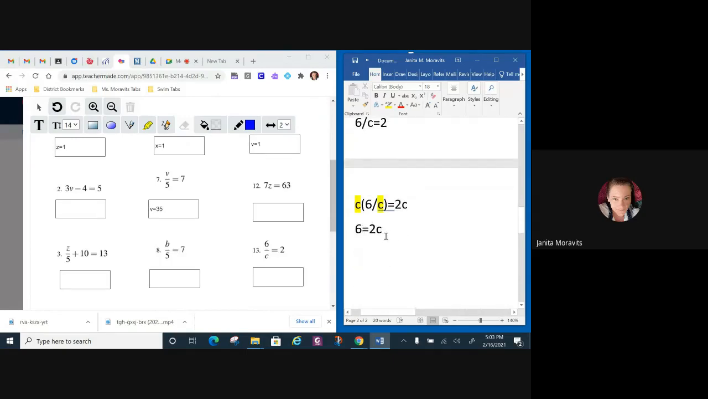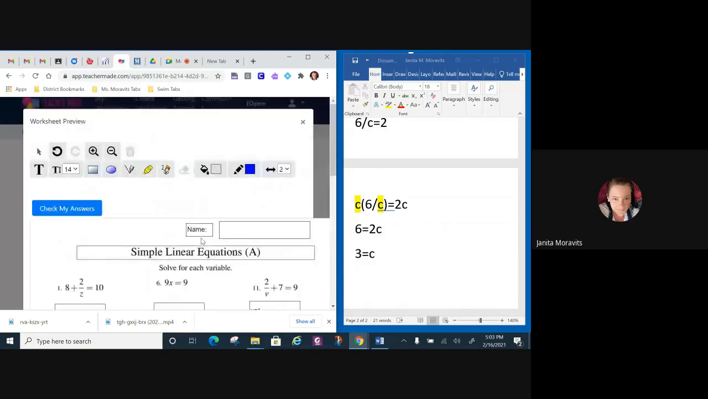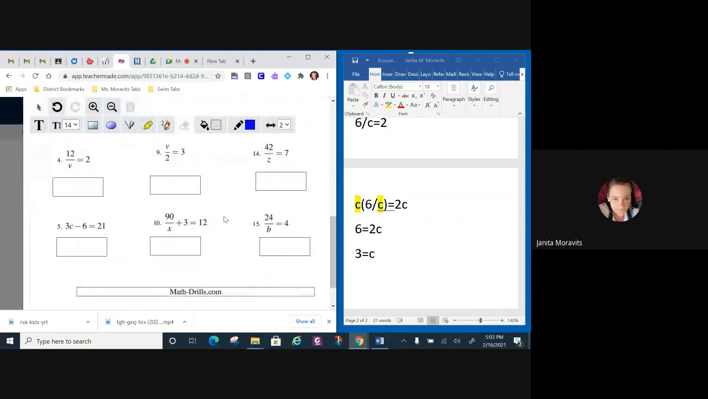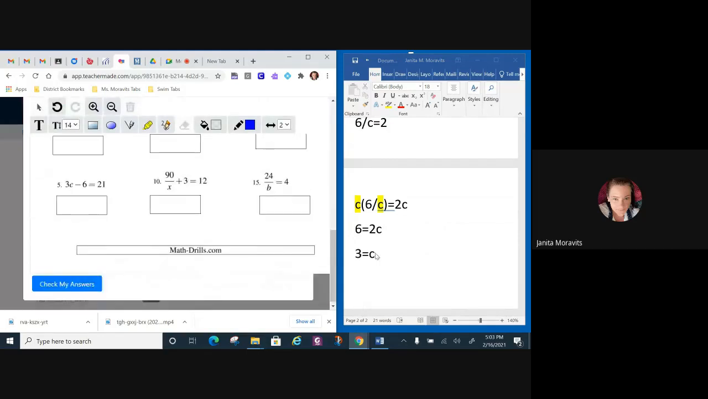Now, in order to get rid of this, we would divide by 2. We would have to divide both sides by 2. 6 divided by 2 will give you 3. 2C divided by 2 will leave you with C. And when you go over here to write your answer, you're going to write C equals 3. All right. Now, I know that those are a little bit more to wrap your head around, but that's okay. You're going to be fine. You're going to be able to do this. Let's do number 15, just to give you an extra one here.